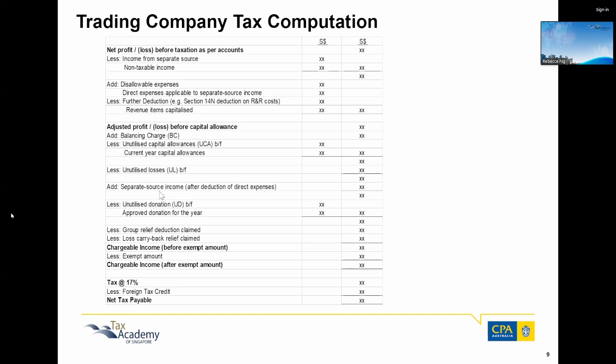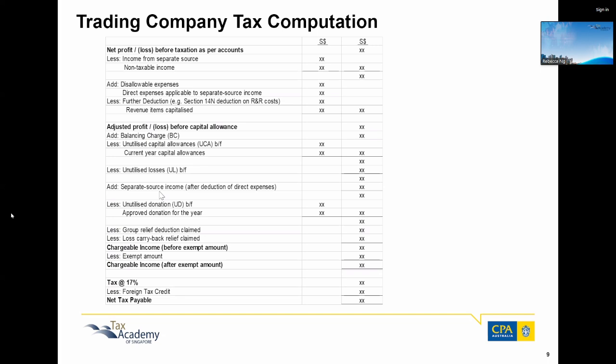We have revenue expenses that are not in the profit and loss account, but are capitalized in the balance sheet. Since they are revenue expenses, we will also want to less them out to arrive at the adjusted profit before capital allowance. So for these Saturday sessions, we will be covering what are the taxable receipts and what are the deductible expenses to arrive at the adjusted profits. Thereafter, in the next Saturday session, we will be talking about capital allowances.